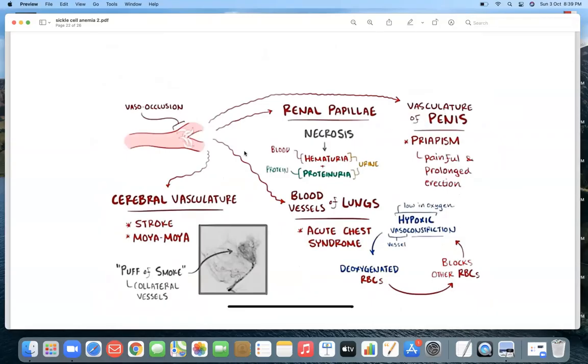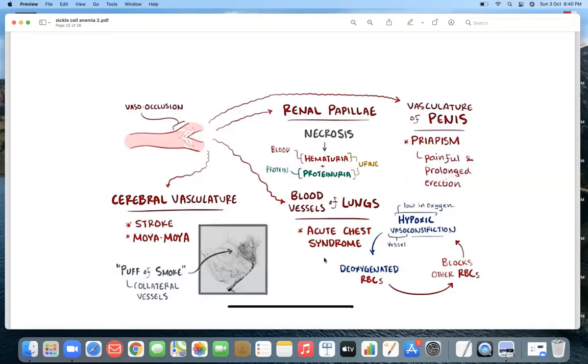Then the vasculature of the penis, they get occluded like this. So when it is occluded, priapism, painful and prolonged erection. And we read yesterday, if it is more than 2 hours, what do they do for priapism, they just try to hydrate the baby, give analgesic, and sometimes swimming in warm water, but if still not improved and continues for more than 2 hours, you will immediately go to the hospital. This was given there. Then in cerebral vasculature, you can have stroke, again because of the vaso-occlusion, and moyamoya, puff of smoke, collateral vessels like this, you can see.